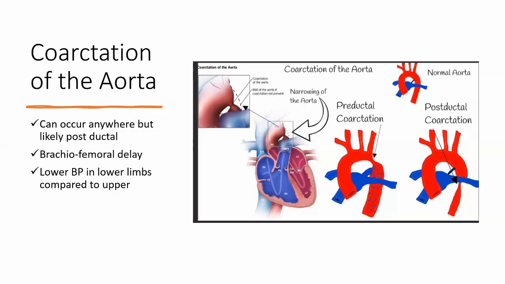And when you check blood pressure, there's usually a difference between the arms and the legs. When you do ECGs, you usually see a leftward QRS axis and left ventricular hypertrophy, which we commonly find on our ECGs. Heart size may be normal or slightly enlarged. And dilatation of the ascending aorta is usually seen.